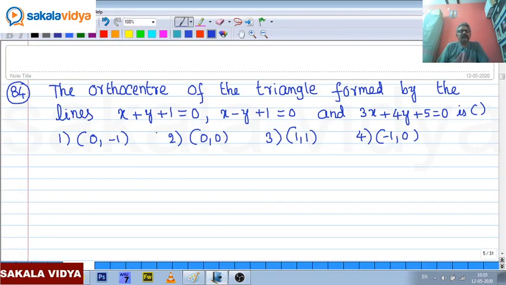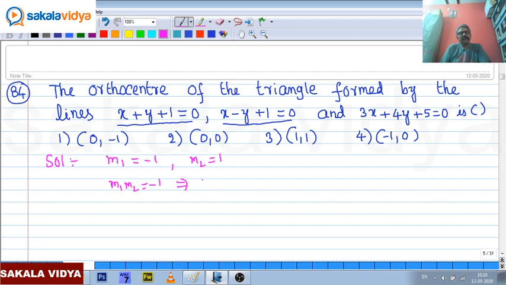So now you check these two lines, x plus y plus 1 is equal to 0, x minus y plus 1 is equal to 0. The slope of this line is m1 equals -1. The slope of this line is m2 equals 1. m1 into m2 is equal to -1. That implies these two lines L1 and L2 are perpendicular. That means you get a right angle triangle.